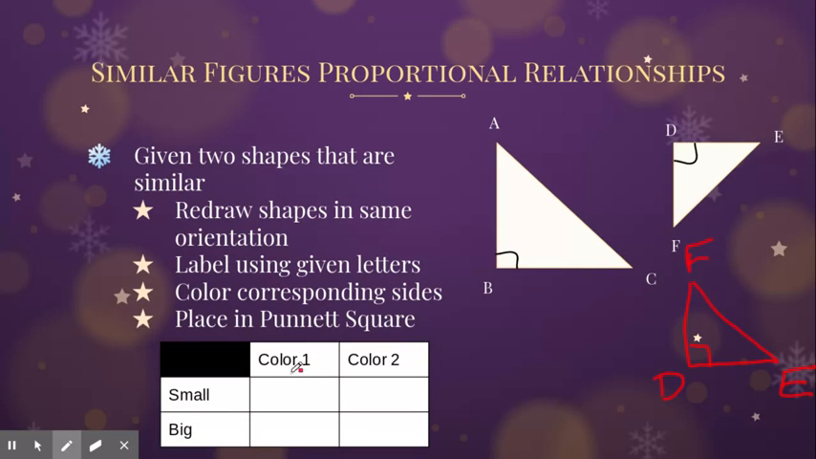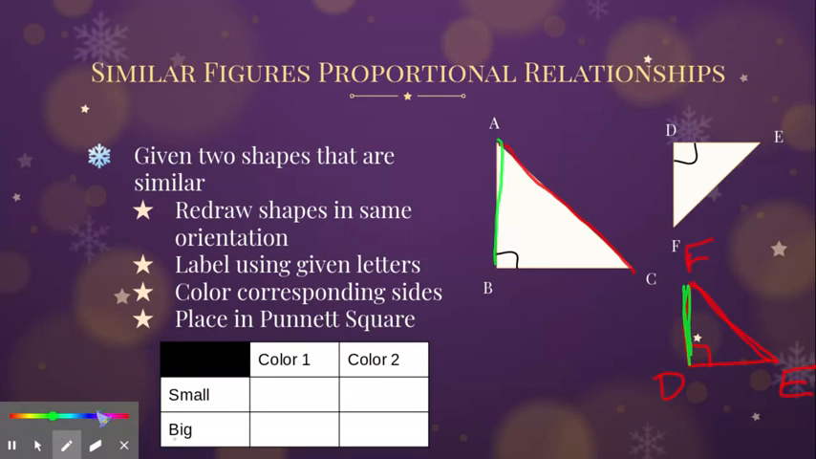When you draw these out, or you can do it on the computer with your tools, I'm going to color the sides that are the same. Okay? So I know this side, AC, is the same as FE. Okay? And then I'm going to pick a different color. And I'm going to make AB, this side right here, the same as FD. So that's the green side.